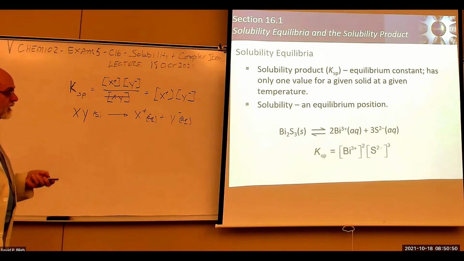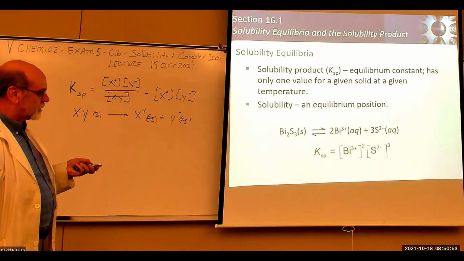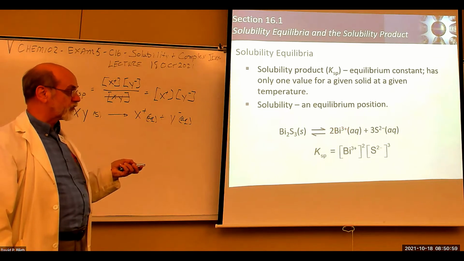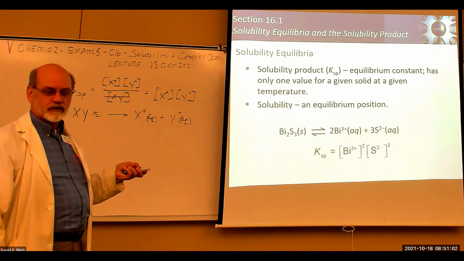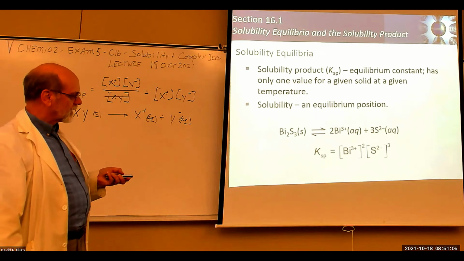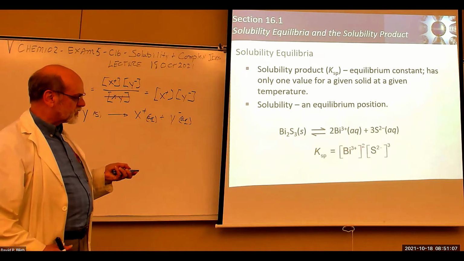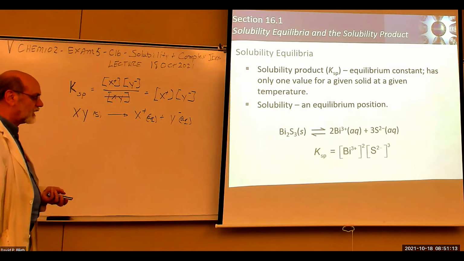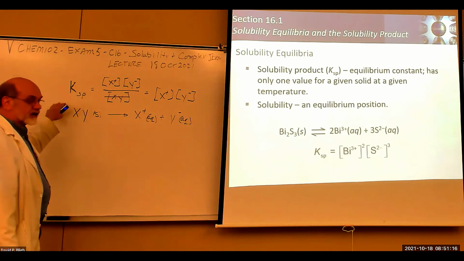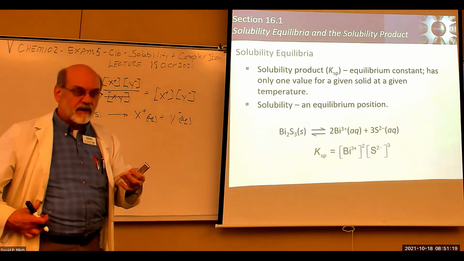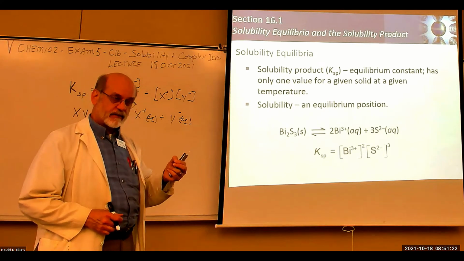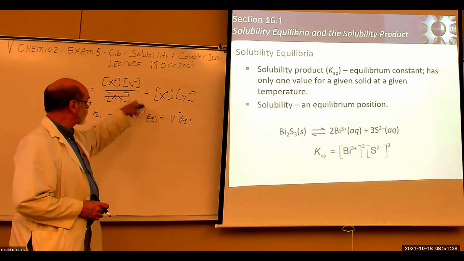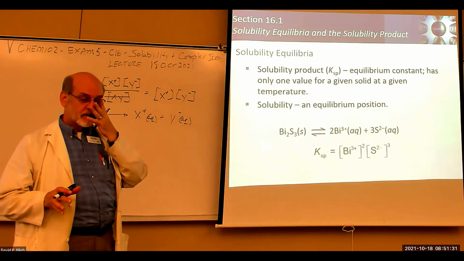In this example is bismuth sulfide, and it goes into solution to produce 2 bismuth 3+ ions and 3 sulfide 2- ions. So its expression would be bismuth to the 2nd power and sulfide to the 3rd power. Now that's the solubility product expression. It's like an equilibrium expression. And as long as the temperature stays the same, it doesn't matter what the concentrations are. The product will always be the same, just like equilibrium.